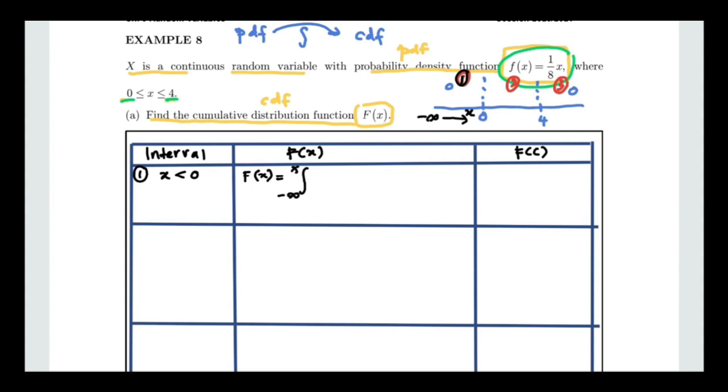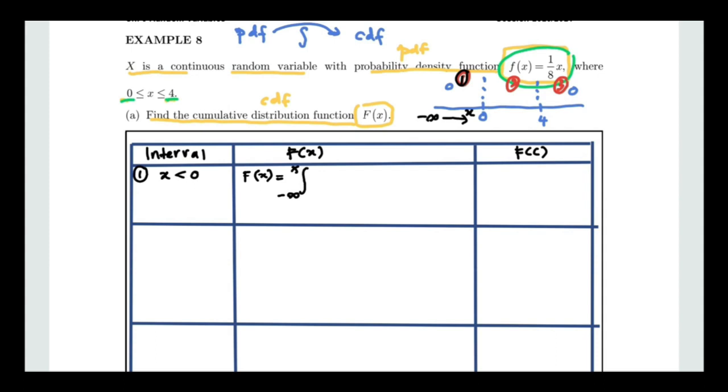Why do we write it as x? X is actually representing any value in that range. It means that it could be negative infinity to negative 1, for example, or negative infinity to negative 10. So x is a variable representing any value from that range, up to a maximum of 0. So that's why we're not going to integrate from negative infinity to 0. It should be until x.